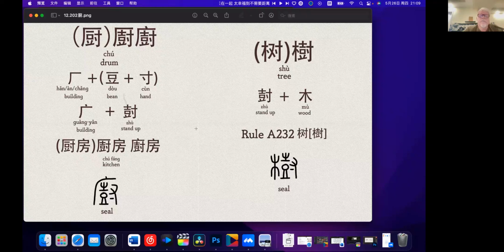So the character we studied, Chu, is now used in three characters. One is Chu Feng, which means kitchen. The other is Shu, which means tree.